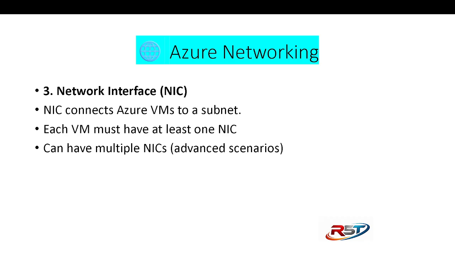If we want to communicate with other VMs, it should have one NIC and that should have one IP address. It can have multiple NICs. In rare scenarios we assign multiple IP addresses to one VM, for example if you want to create a software firewall or a proxy. In that case we give multiple NICs, but in normal scenarios we give only one NIC.